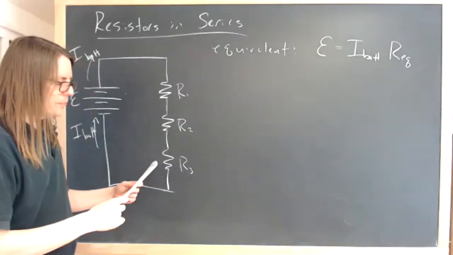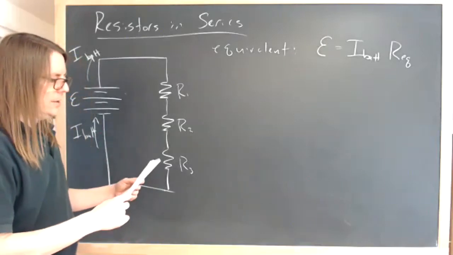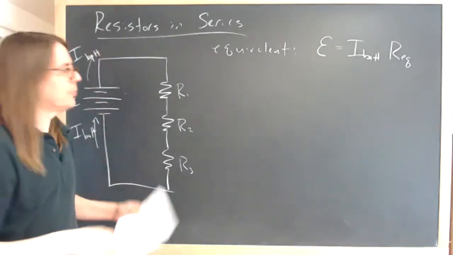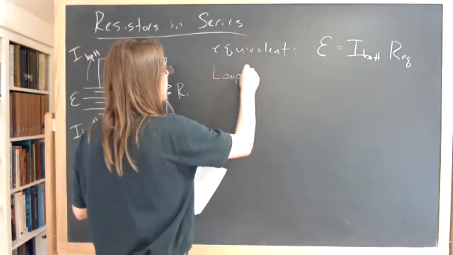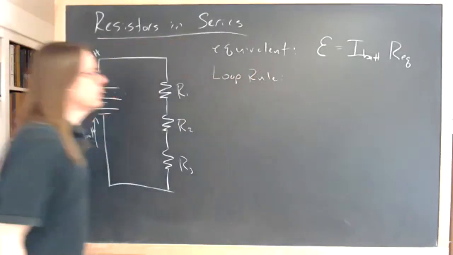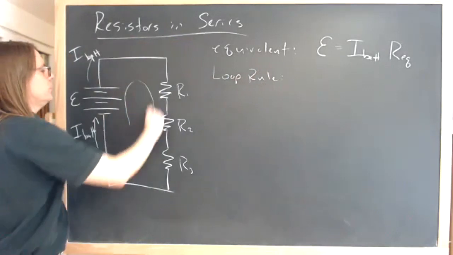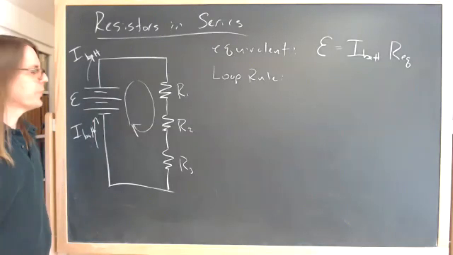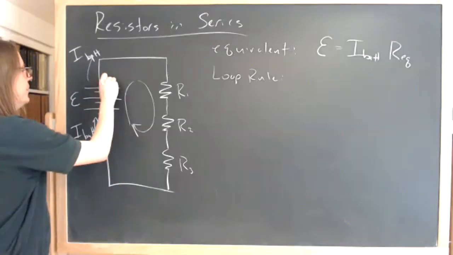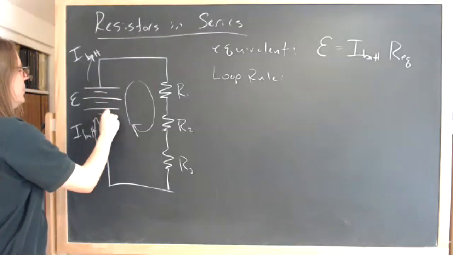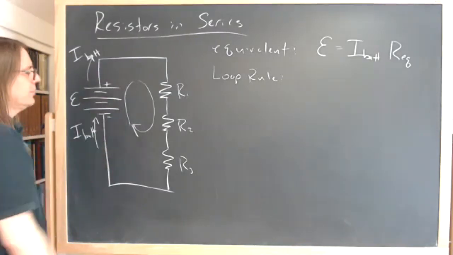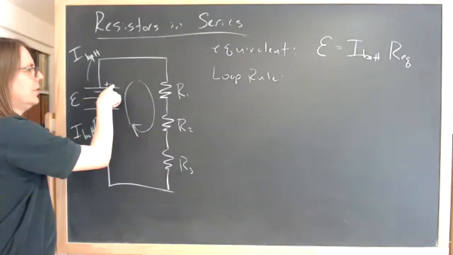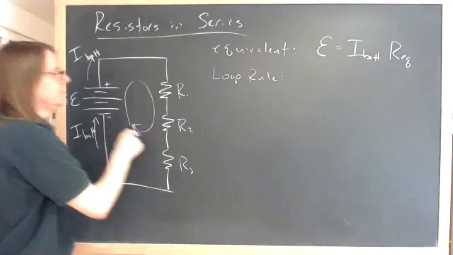Let's see. So what we would do then is kind of like before, we would guess a current, I bat, and we would apply the loop rule. What was the loop rule? Let's go around this loop and realize that the voltage drops have to sum to 0. So if we go from here to here, what is that giving us? That's giving us a plus EMF, because we're looping from negative potential to positive potential. Final minus initial, positive EMF.